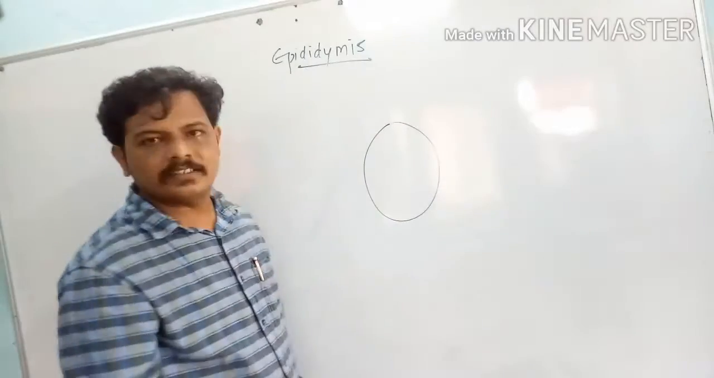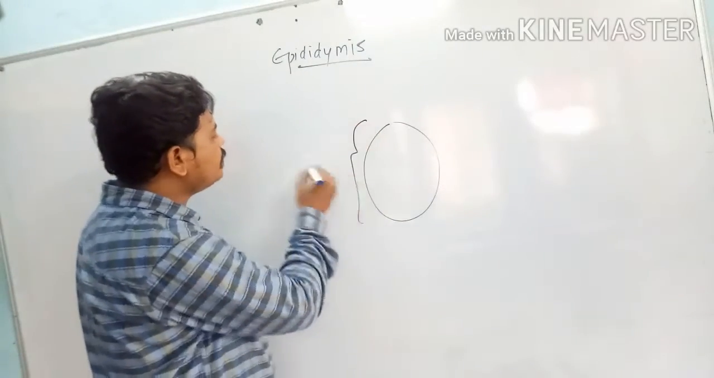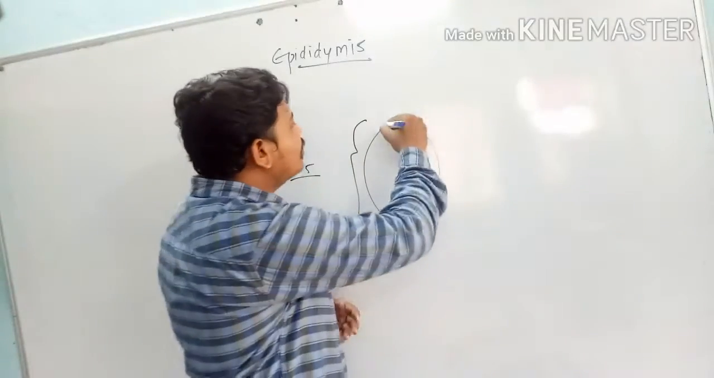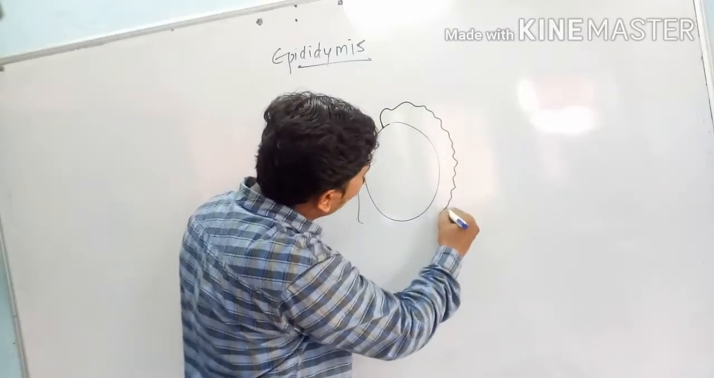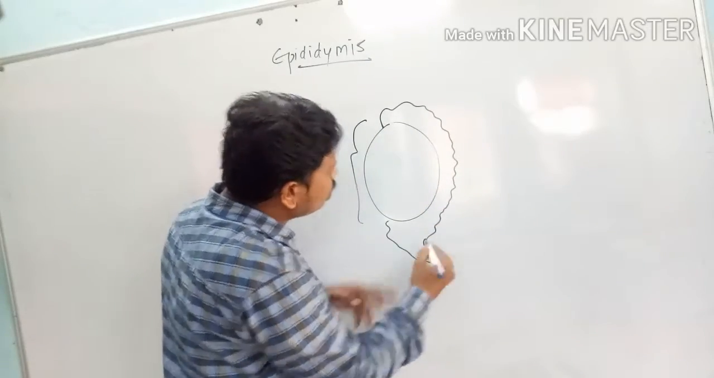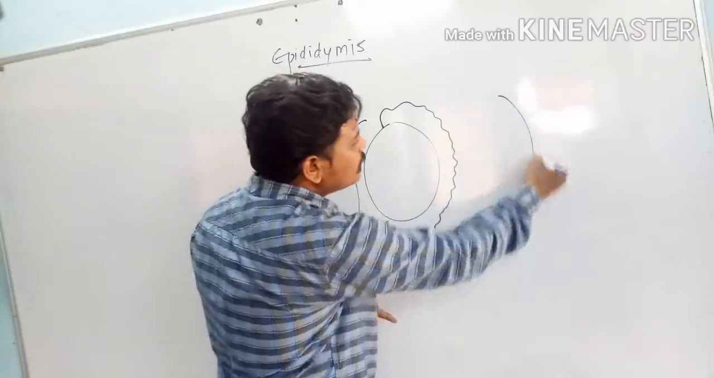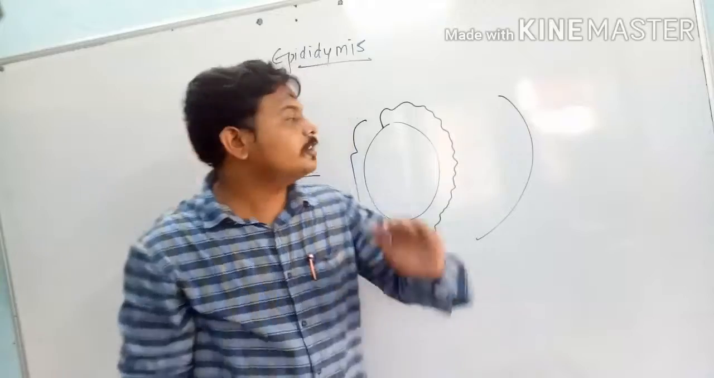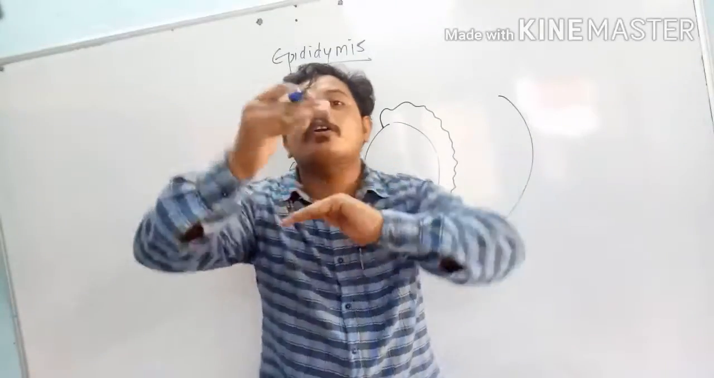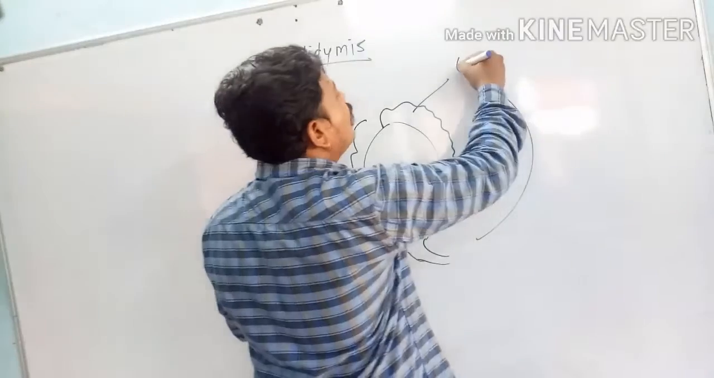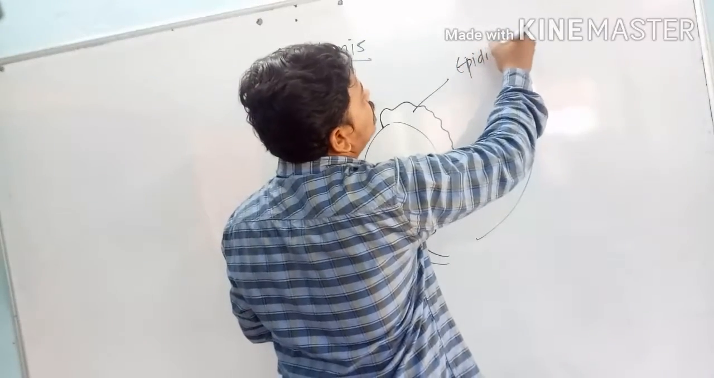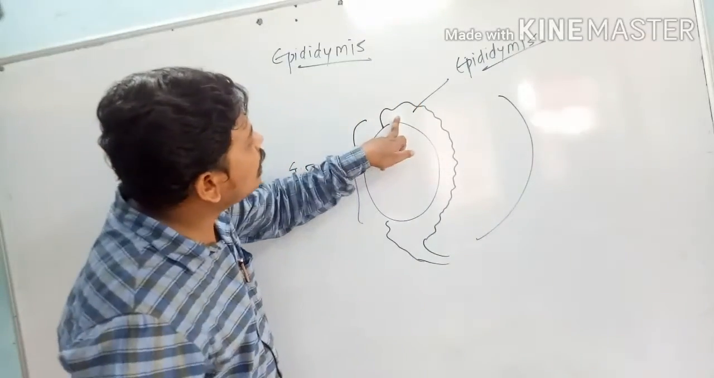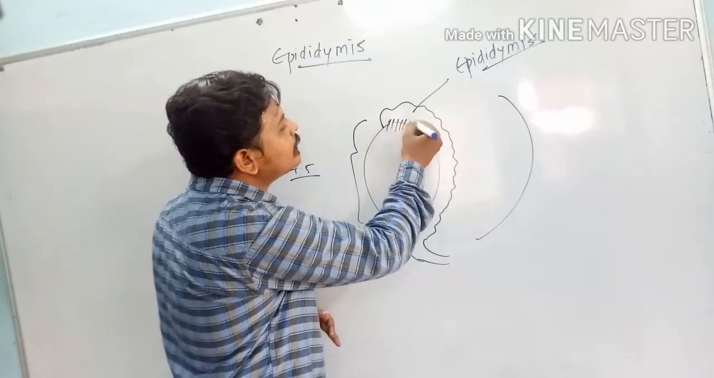See, this is the structure of testis. Okay, what is the length of testis? 4.5 centimeter. Okay, now on the posterior border of testis there is a small and highly coiled duct. This highly coiled, C-shaped duct, कैसा shape इसका? C-shape दिख रहा है? This highly coiled and C-shaped duct which is present on the posterior border of each testis, this duct is called epididymis. What is this? Epididymis.